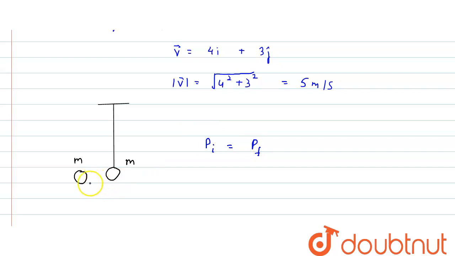Now this is the initial situation. It would be coming with a velocity of magnitude 5 meter per second in the xy plane. So what is the initial momentum? It would be equal to 5 into m. Now the final momentum would be equal to what? They are combining together, so the mass would be m plus m, and let's say the combined velocity is v.